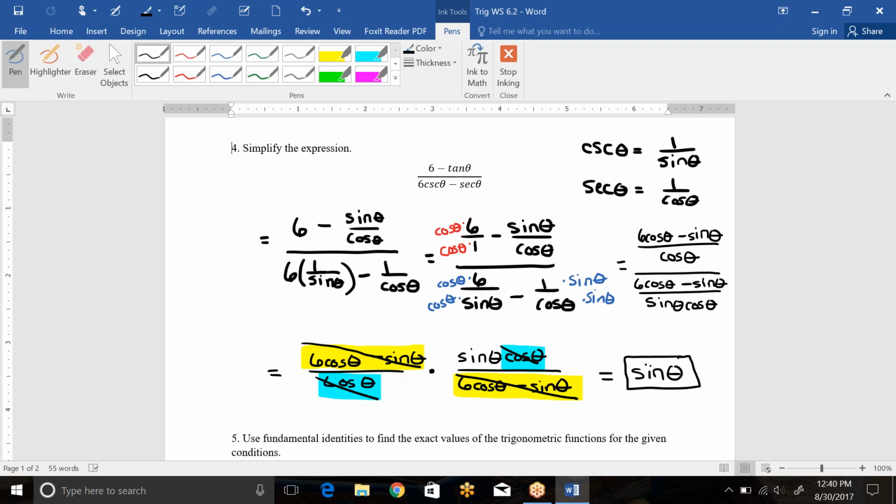This was really just to explore manipulating a little bit using things that we know about sine, cosine, tangent, and the reciprocals. So that's all that was going on in this one.